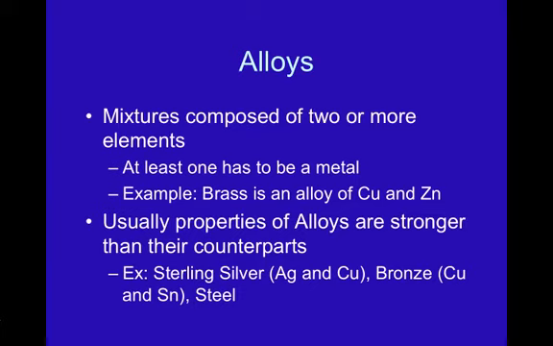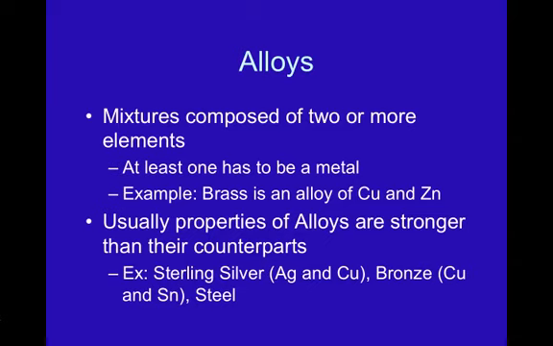So in order for you to have an alloy, you have to have at least one metal. One example of an alloy that you guys have all seen before is brass. Brass is an alloy of copper and zinc, which are both metals. You take copper and you take zinc, you melt them down, you mix them together, and then they solidify, and ta-da, you have brass. So usually, properties of alloys are stronger than their counterparts. That's why they are used so prevalently. That is why they are such a good thing.